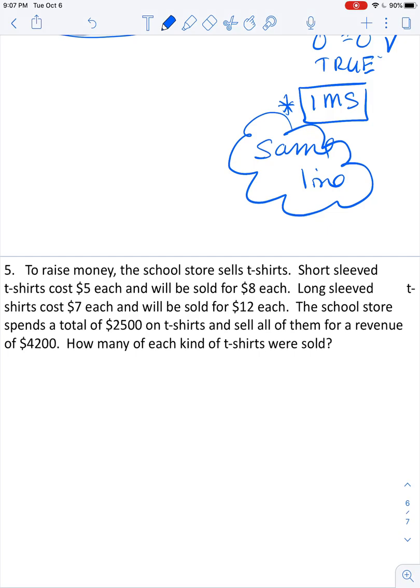All right, so everybody's favorite part, word problem. In this one, the hardest part, like always, is going to be writing my equation. So what I like to do is I read the very end so I know what my variables are going to represent. It says how many of each kind of t-shirt. So I'm going to need 2 kinds of t-shirts.